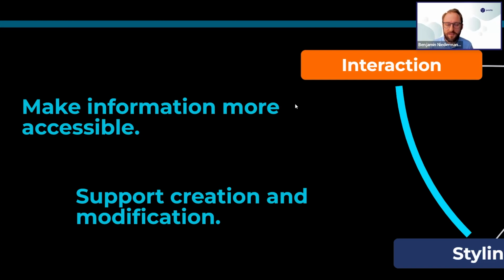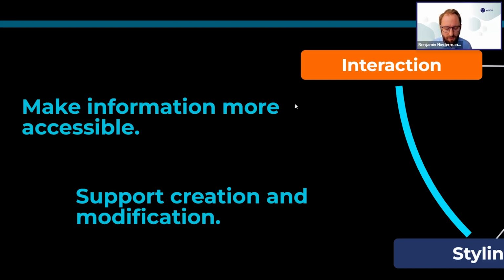And then when you have identified these tasks, you can think about how to implement them in the graph visualizations, also taking certain principles into account. And with this, you can make the information in your data more accessible. Besides that, you can also make more information accessible, so information that you could not have found in the graph or in your data. But you can also use this interaction to support creation and modification.